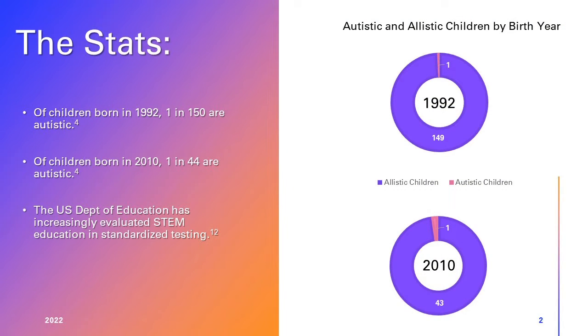Approximately 1 in 44 children born in 2010 in the United States of America are diagnosed with autism spectrum disorder, ASD, according to the Centers for Disease Control. This is a significant increase from the 1 in 150 statistic reported for children born in 1992. Just as the number of autistic people increases, so does the use of computers in daily life. Science, technology, engineering, and mathematics, or STEM, education has become a high priority with the United States Department of Education and is increasingly evaluated in standardized testing.